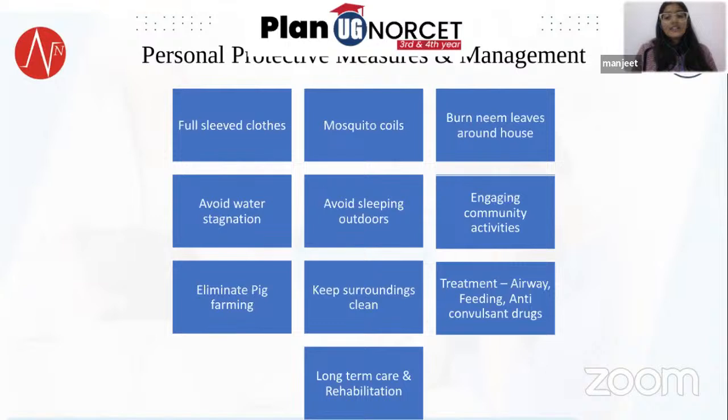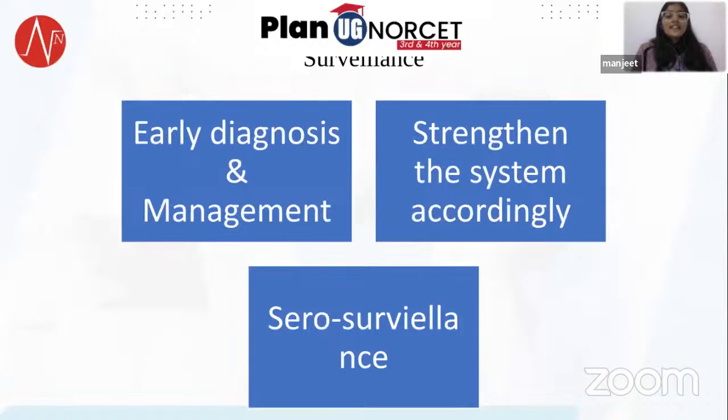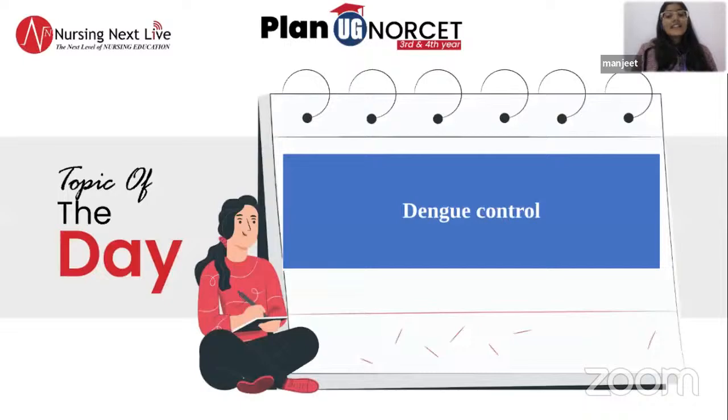We will do treatment. When we treat any case, we will focus on airway management, feeding and anticonvulsant drugs. Anticonvulsant drugs are used to treat seizures. Clear? And next is long-term care and rehabilitation, because as I said, there is very high morbidity and mortality. So we have to focus on long-term care and rehabilitation. We will do surveillance with the help of early diagnosis and management, strengthen the system accordingly and do zero surveillance. Clear? Next is dengue control.